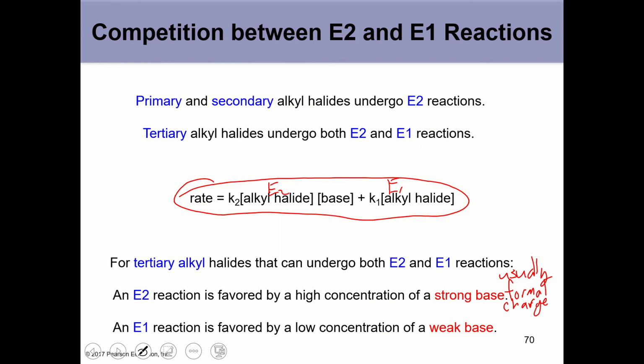And an E1 reaction is favored by a low concentration of a weak base. So weak base in this case usually means a neutral molecule such as H2O, ROH. Okay, so those are weak bases.